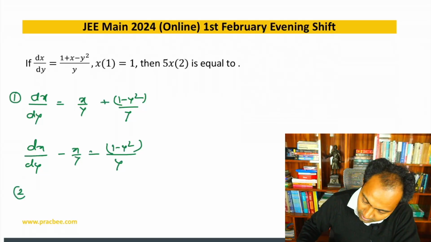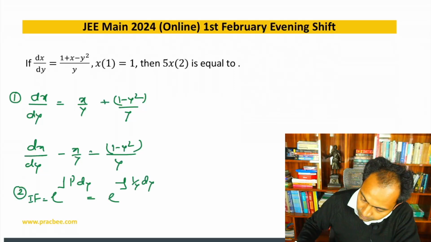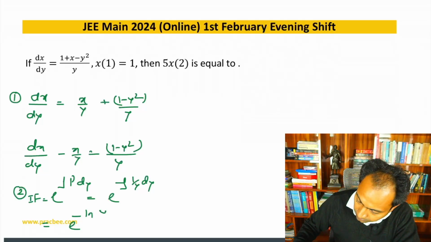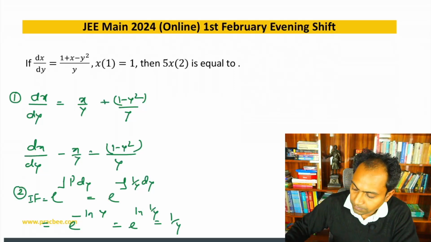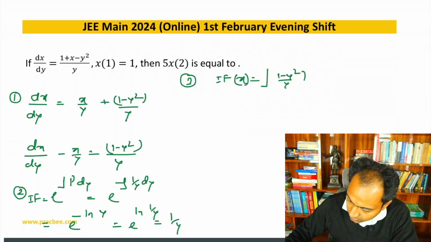We have recognized it. In the second part, we can integrate it and find the integrating factor, which in this case will become e raised to the power integration of minus 1 by y dy, which will become e raised to the power minus ln y, which can be written as e raised to the power ln 1 by y. The answer becomes 1 by y. In the third part, now what we can do is we can write integrating factor into x is equal to integral of q into integrating factor. Now q here is nothing but 1 minus y square by y.